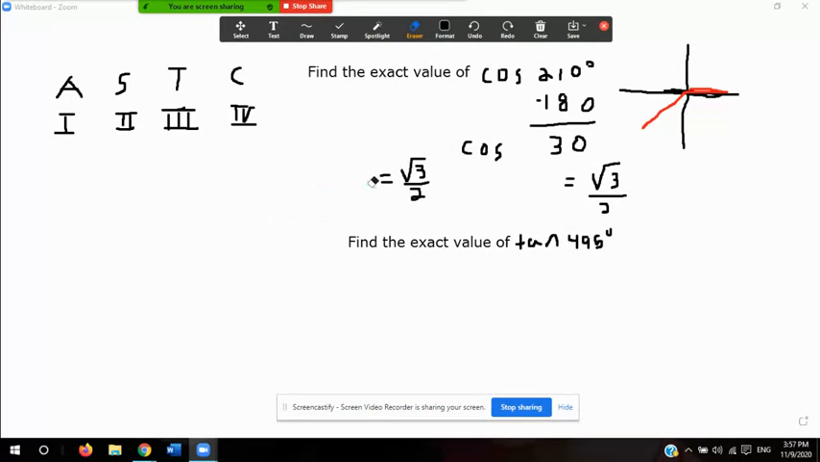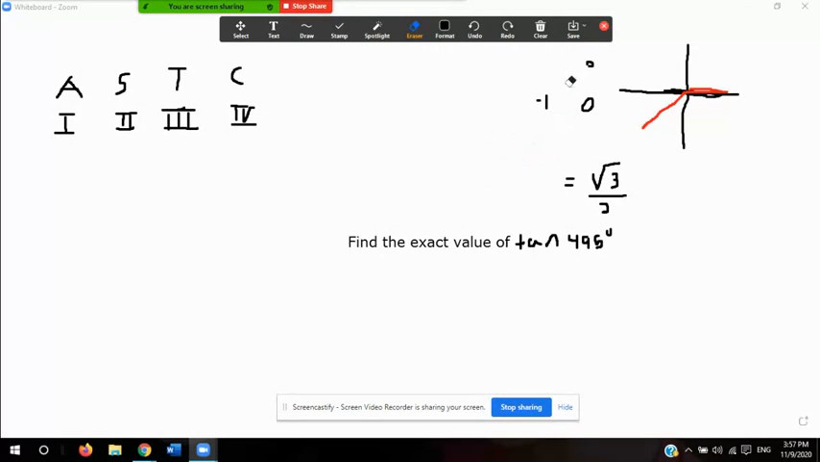In the last example that we're going to see in this video, it is telling us to find the exact value of the tangent of 495 degrees. So now, instead of looking for the sine or the cosine like we did a while ago, we're going to look for the tangent of 495 degrees.